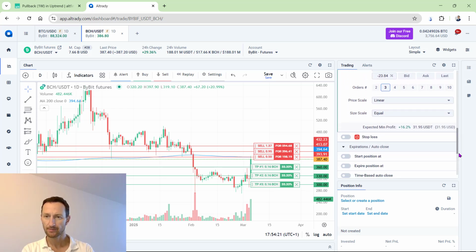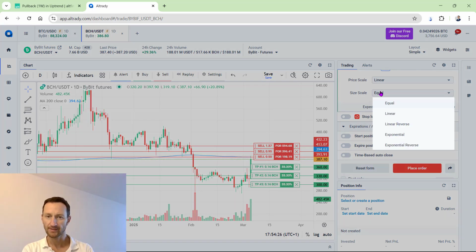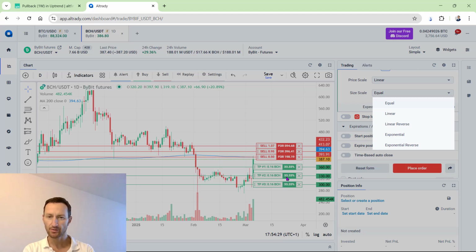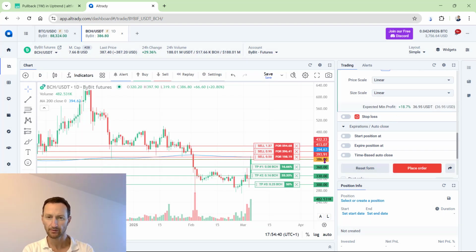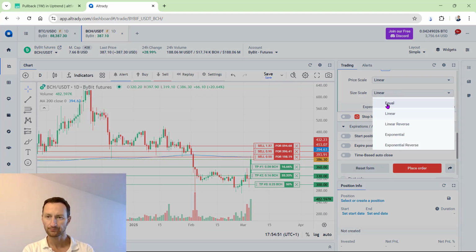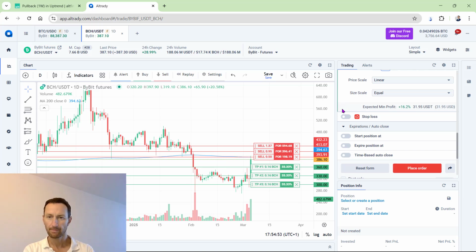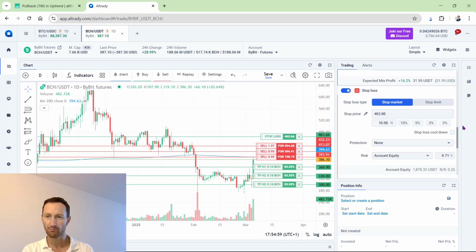A couple other things. Again, I can change the size if I'm exiting with equal positions, a third and a third and a third, or I want to exit most of it in the beginning and less at the end, or vice versa. If I choose linear, I'll take some profit off the table at 360, a bit more at 330, and a lot more at 300. But I'm going to keep it equal.